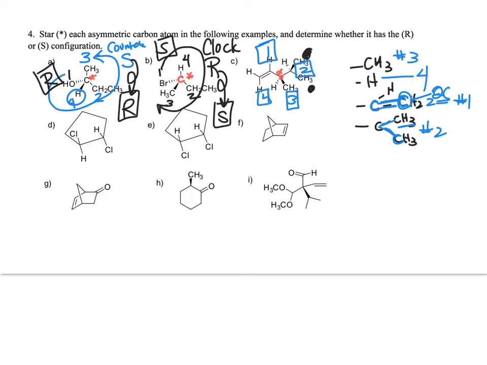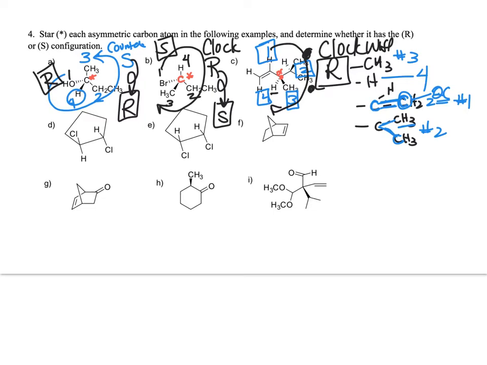Now you want to just ignore 4 and connect 1, 2, 3. And you see that you are going clockwise. So that's R. And then is hydrogen in back? Yes. So R stays R. Okay.